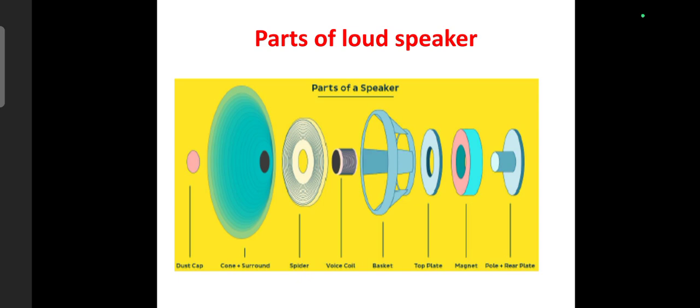The spider keeps the voice coil properly aligned while allowing movement. The surround supports the outer edge of the cone and controls its vibration. Finally, the frame or basket holds all the components together securely. Each part plays an important role in producing accurate sound reproduction.